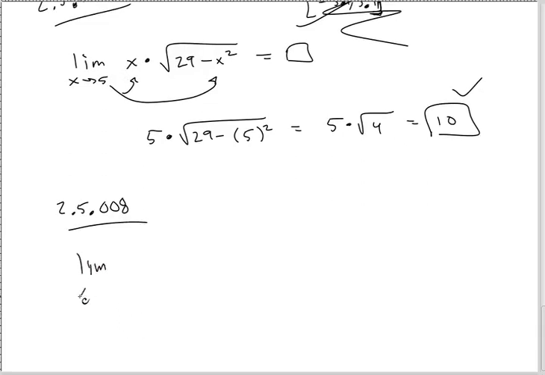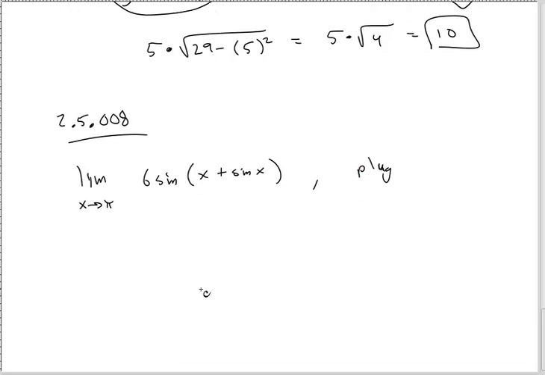The limit as x goes to pi of 6 times sine of x plus sine of x. Now, I know it's kind of a nested sine, and that is really weird. This does not make a lot of mental sense, personally. But my domain should be negative infinity to positive infinity. It's not going to be discontinuous anywhere. So plug it in directly, and let's just see what we get.